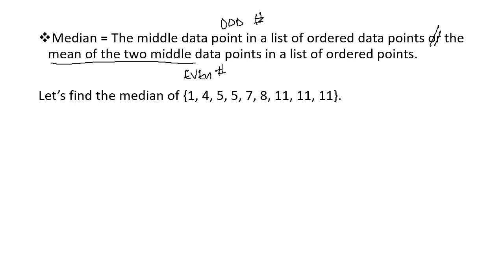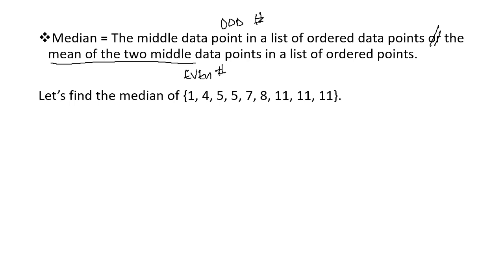Some books will say it's the middle data point in a list of an odd number of ordered data points, or the mean of the middle two in a list of an even number of data points. Some definitions will be specific with it. But I'm just giving you this definition because the first part doesn't make sense if there's an even number, and the second part doesn't make sense if there's an odd number. So it sort of implied what's going on here.